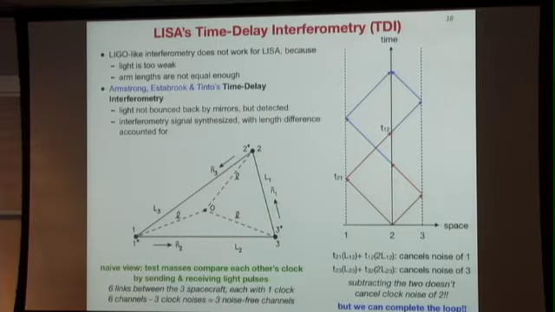And then you work out all these combinations, and these are called time delay interferometry combinations that can actually cancel noise without having to send light back and forth and interfere. You just calculate and then cancel. You still cancel clock noise. So this is a special feature of LISA.